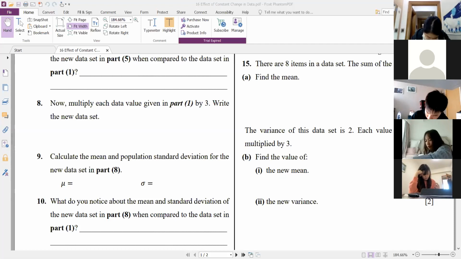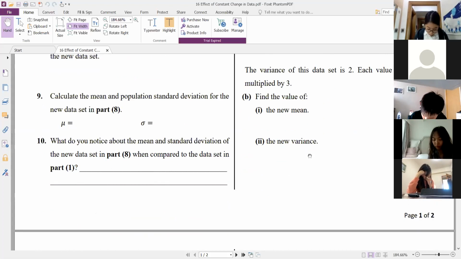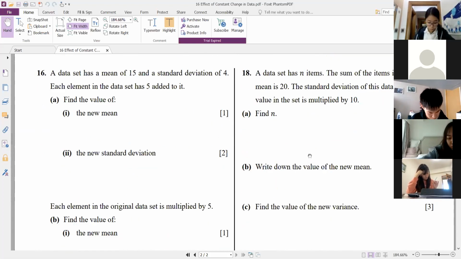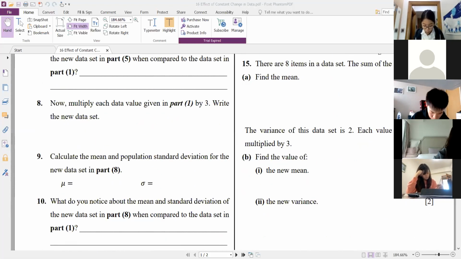So let's have 2 more minutes to attempt. For those that are home, watching this later, after the investigation, you are to attempt question 15 and question 18. So attempt 15 and 18, pause the video again before you watch what we're doing. Mr. Chang and Miss K, don't forget that.